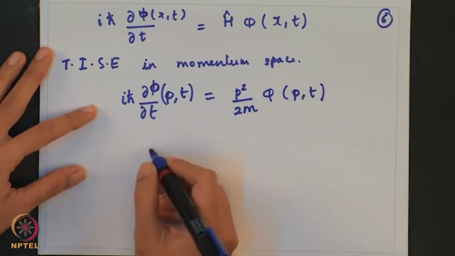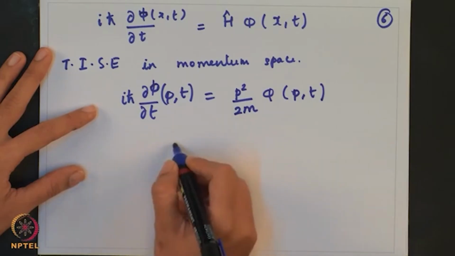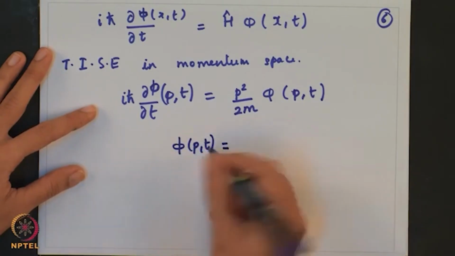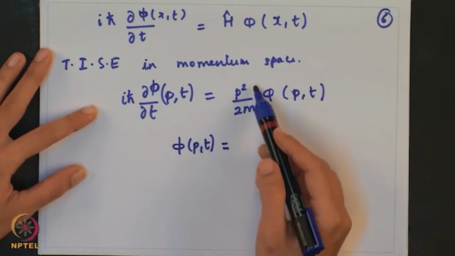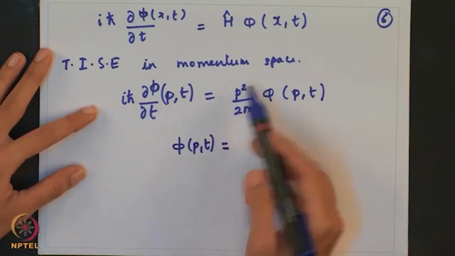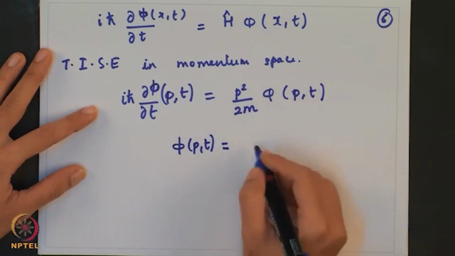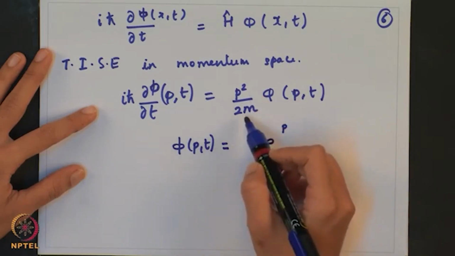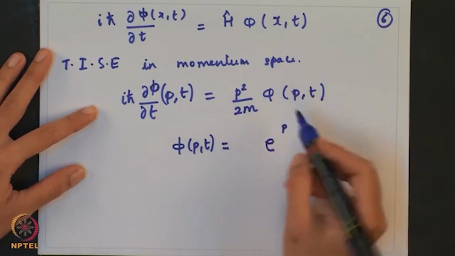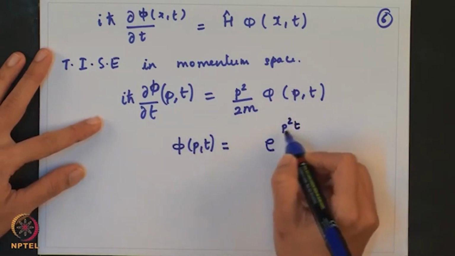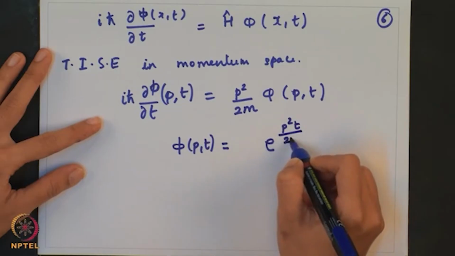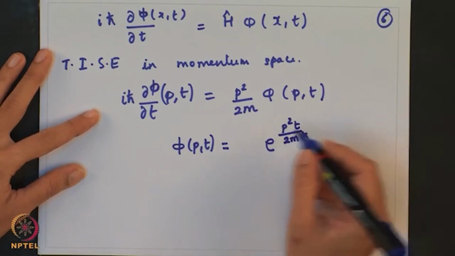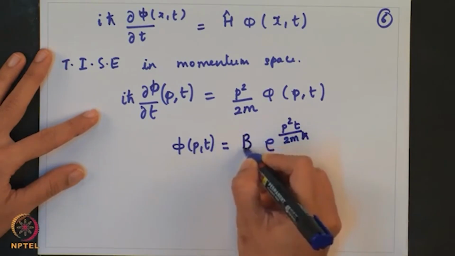this as the solution of this equation, which would be φ(p, t). You can easily take this i h cross, so I will have an i h cross upstairs, and you can obtain the expression with p square t upon 2m h cross. Okay. So, now with some constant term.